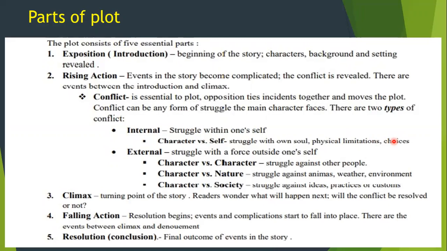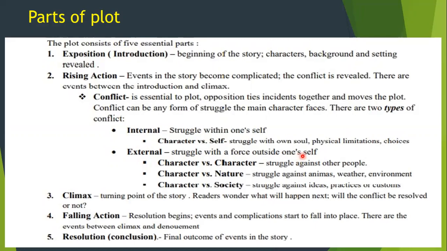وهذا الصراع يكون مثلا صراع الإنسان بين الخير والشر، أنه يسرق أو لا يسرق، يعمل الأشياء الجيدة أو لا يعمل. This is internal conflict. هذا صراع داخلي. The second type، النوع الثاني، external conflict، الصراع الخارجي. Struggle with a force outside oneself، هو الصراع مع قوة خارج الإنسان.